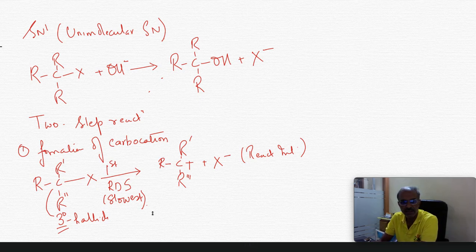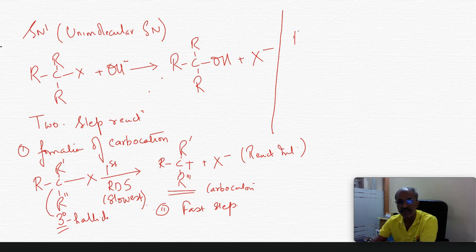It's a tertiary halide. So the first step is the formation of a carbocation. Now what happens in the second step? The second step is a very fast step. Fine. In this, what happens?